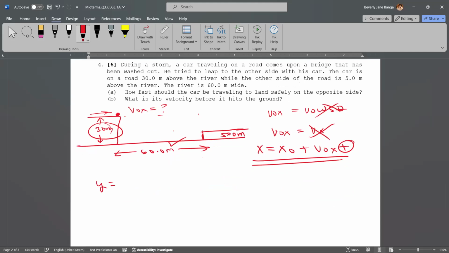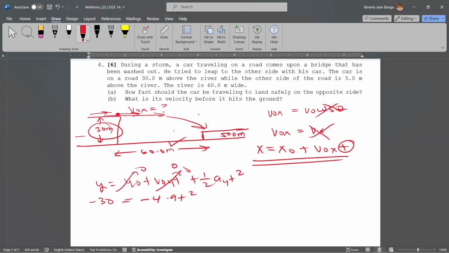So, Y is equal to Y naught plus VOYT plus 1/2 AYT squared. So, Y naught is 0 and Y is negative 30. So, you have negative 30 is equal to, wala kang VOY kasi purely horizontal yung galaw. Kasi pag ganyan siya, ganyan, tapos pag ganyan na. Okay? So, VOY is 0. So, negative 30 equals negative 4.9 T squared. So, this will give me the square root of 30 divided by 4.9. So, this will give me T is equal to 2.4743 seconds.